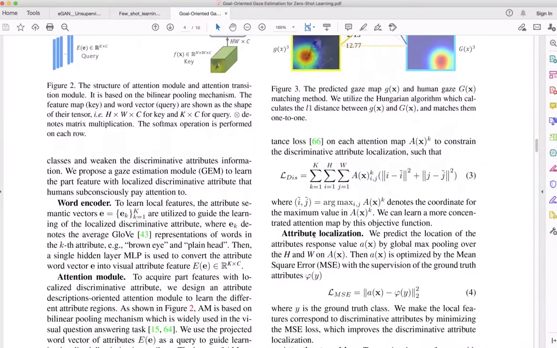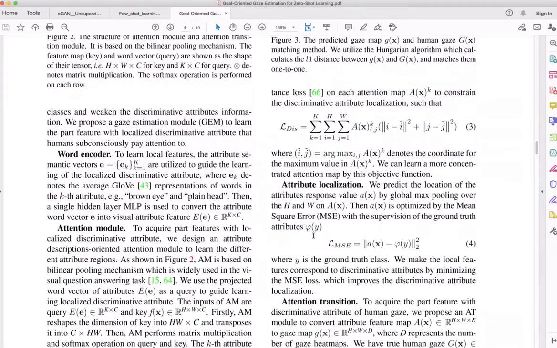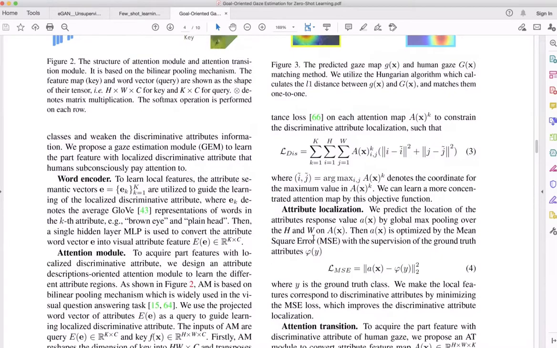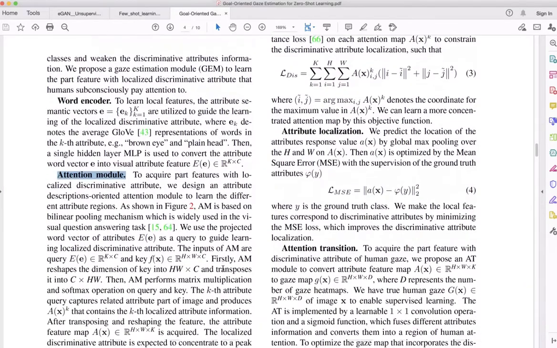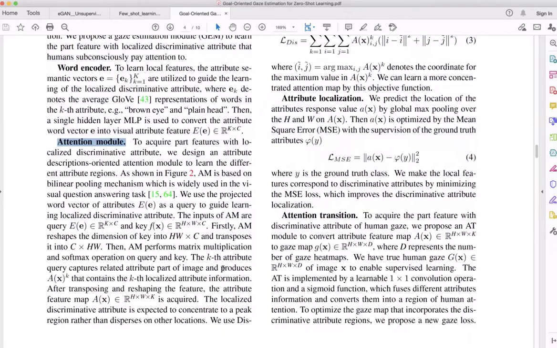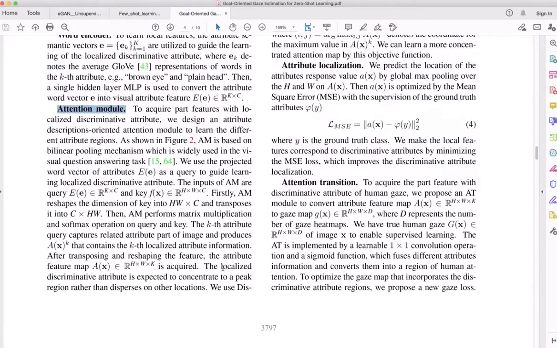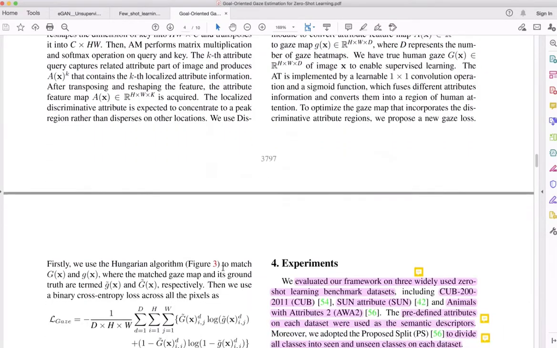So that's essentially what this paper is all about. Majority of the components there are standard components that we all know in deep learning, like the word encoder, the attention module, which actually pays attention to where the model is looking at the time of decision.